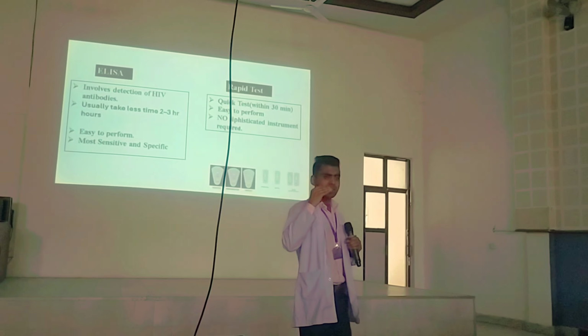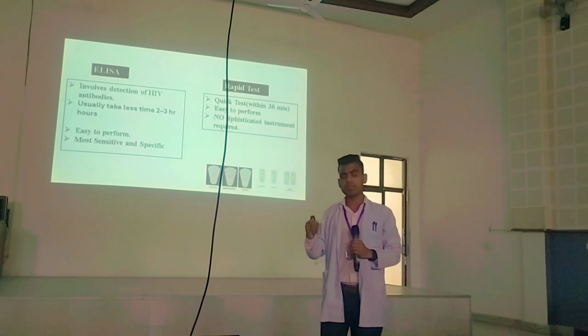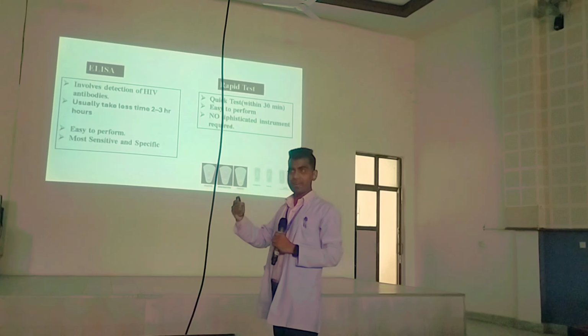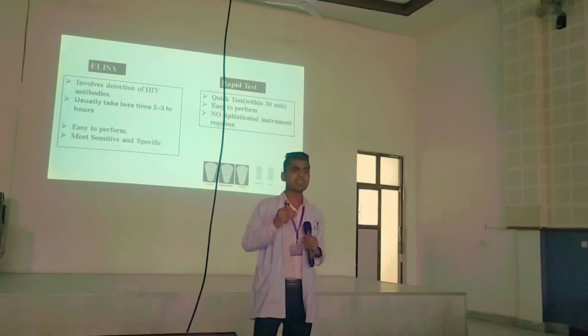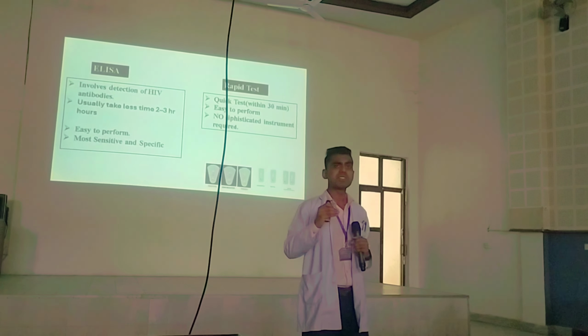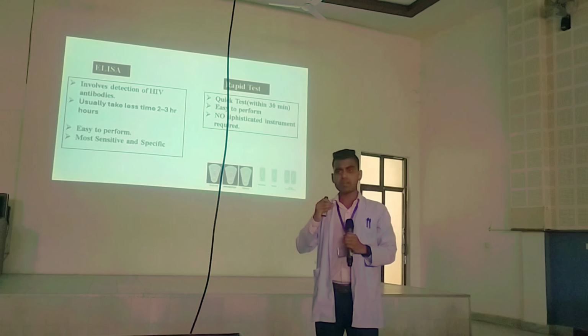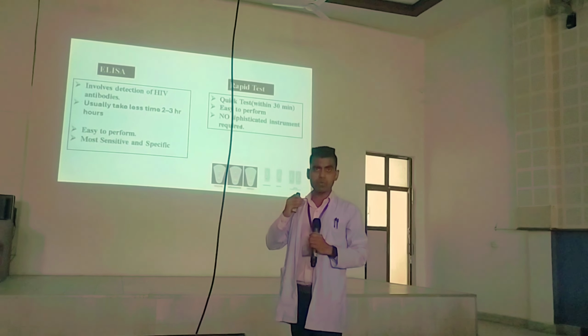ELISA is the enzyme-linked immunosorbent assay. It mainly involves the detection of antibody to the viral core. It usually takes 2 to 3 hours and it is a highly sensitive and specific test. The main advantage of this ELISA test is that a large number of samples can be done at one time.